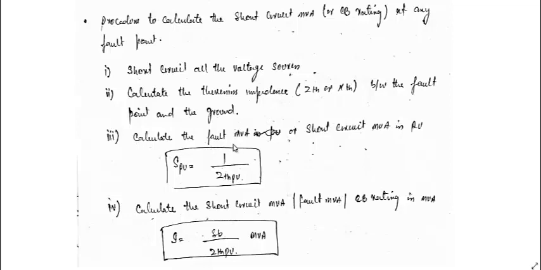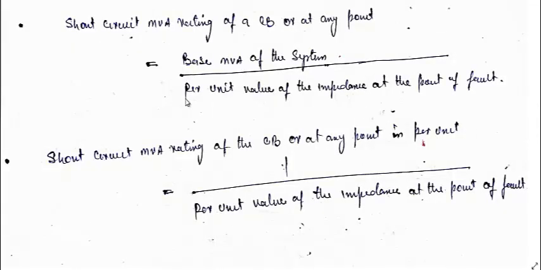So calculation of the fault or short circuit MVA in per unit will be equal to S_pu = 1 divided by Z_TH per unit, and the short circuit MVA or fault MVA or circuit breaker rating MVA will be equal to simply multiplying this equation by S_B, that is S_B divided by Z_TH in per unit. In this case, you have to keep in mind this is in actual value, but this is in per unit value.